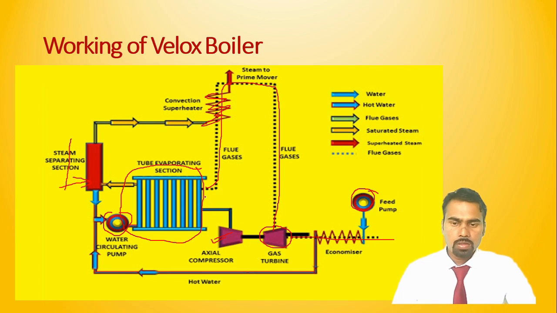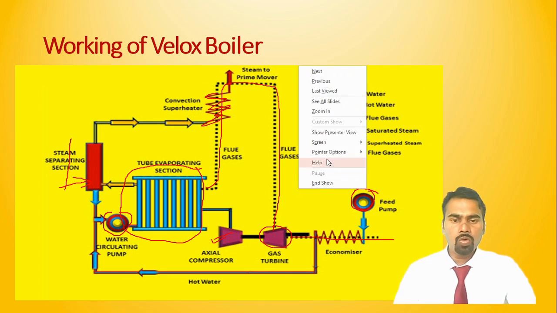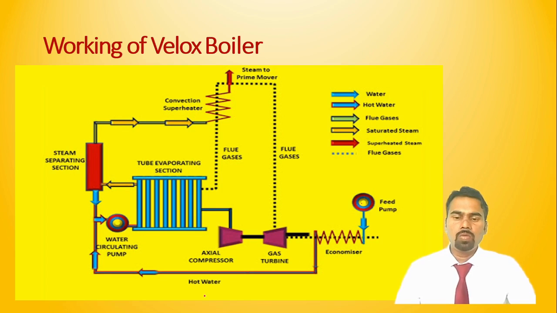This is the combustion chamber. Combustion of the fuel takes place below this tube, and this is the path of flue gases, and in the path of flue gases this superheater is located. So this is about the construction of the Velox boiler. Now how it works.